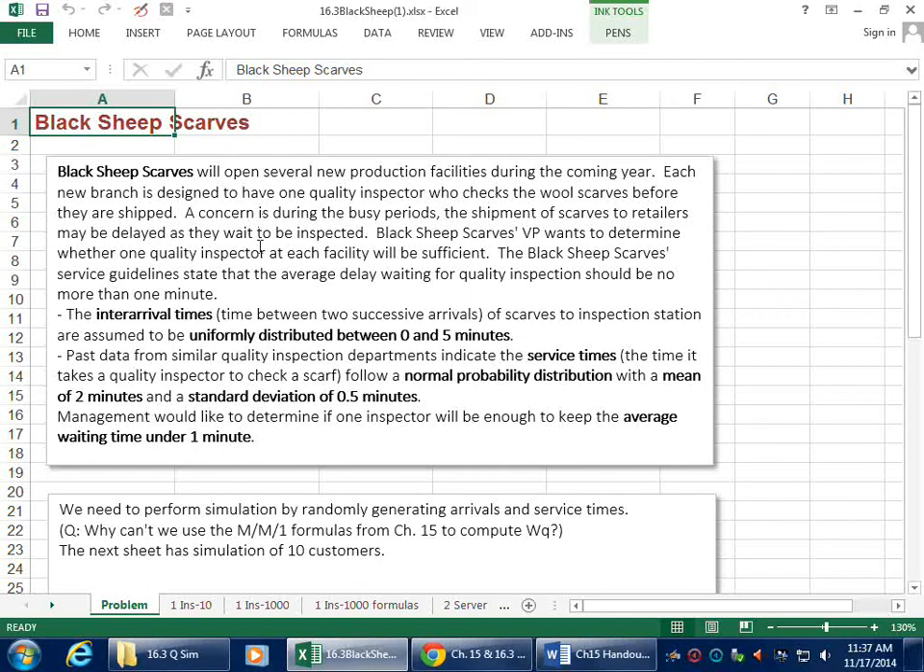Now, the problem is that sometimes one inspector is not enough. It's like your scarves are your customers. You've got the scarves waiting in line to be inspected, and you have a server who is inspecting the scarves. So the scarves are the customers, and the inspector is your server. We're thinking maybe one server is not enough because many scarves need to be inspected. So what do we want to do?